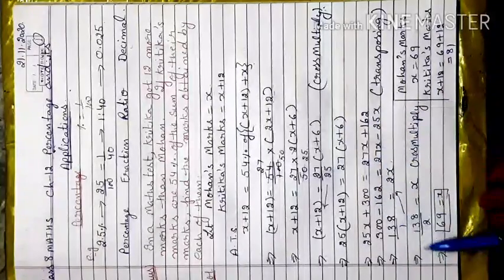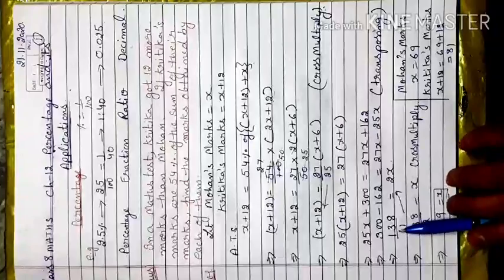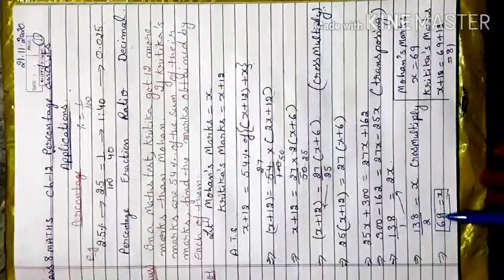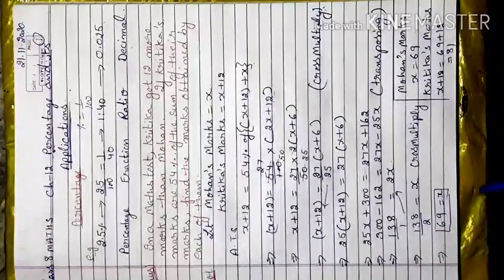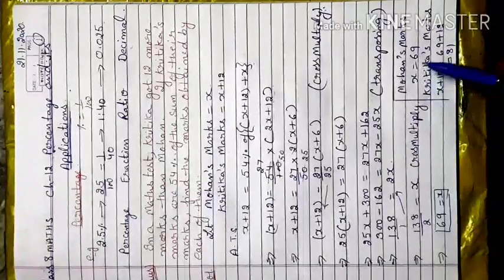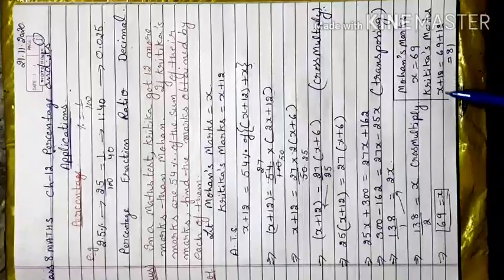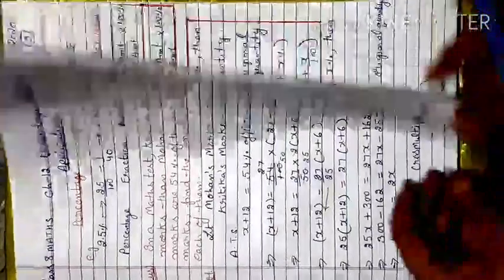Now when you equate the like terms, you get the x value equal to 138 divided by 2, which is 69. So Mohan's marks we considered as x. So Mohan's marks is 69 and Kritika's marks is 12 more than Mohan, that is x plus 12. 69 plus 12 is equal to 81.